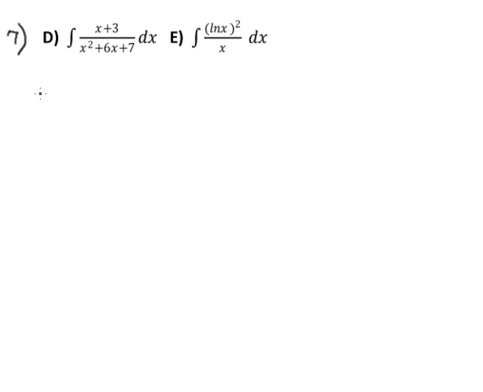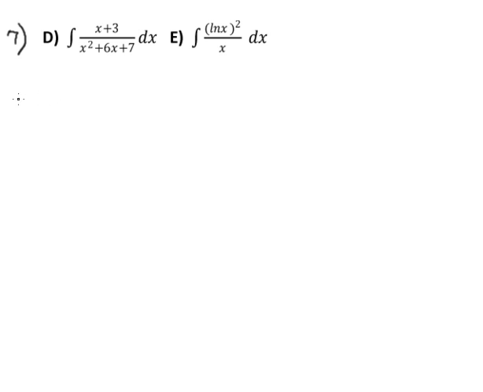Okay, let's continue with 7D and E. Okay, now 7D is another log integral. If you look at the derivative of the denominator, it is 2x plus 6. 2x plus 6, notice, is 2 times x plus 3. So the derivative of the denominator is in the numerator except for the constant 2. All right, so instead of 2x plus 6, we have x plus 3. All right, so we're just missing the factor of 2 in front.